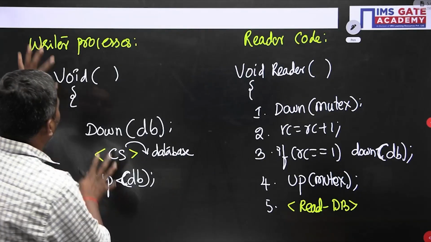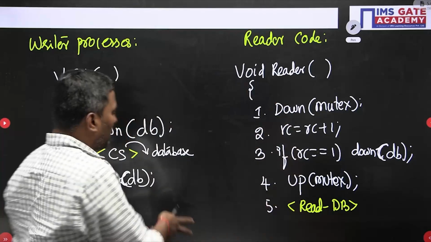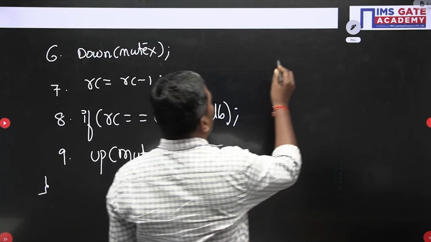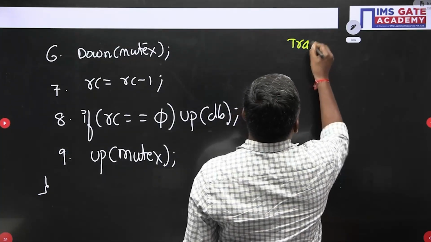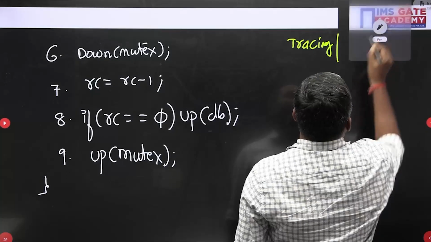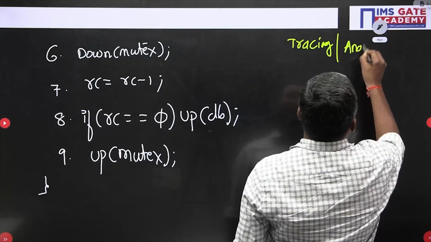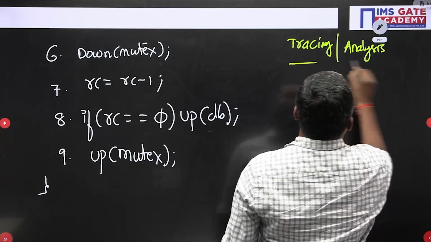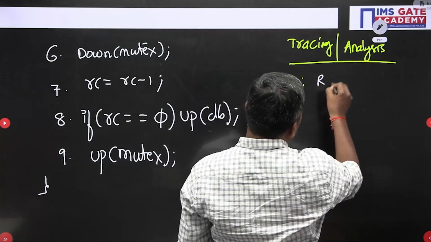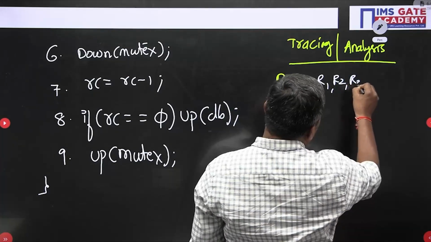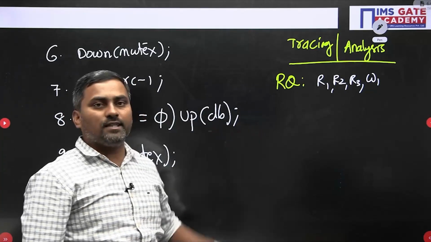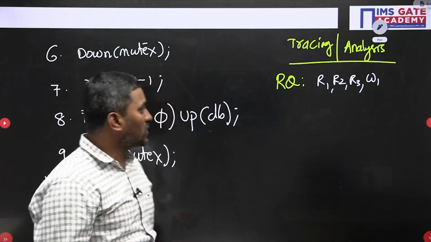So this is the writer code and reader code. Let's understand this, the tracing part you can understand here, tracing or analysis. Suppose the ready queue has a concurrent environment. I am taking the scenario: reader 1, reader 2 and reader 3, and writer 1 is there. 3 readers and 1 writer. Let's take the scenario of how it ensures mutual exclusion; those things we will observe.